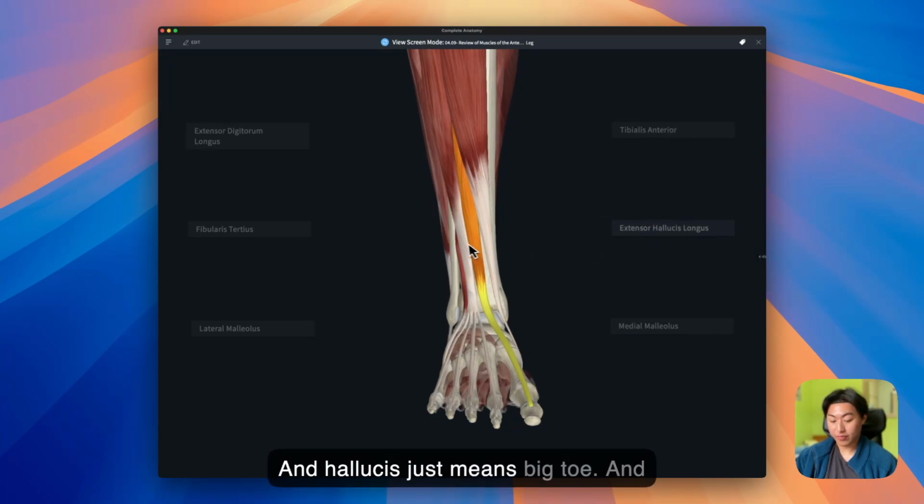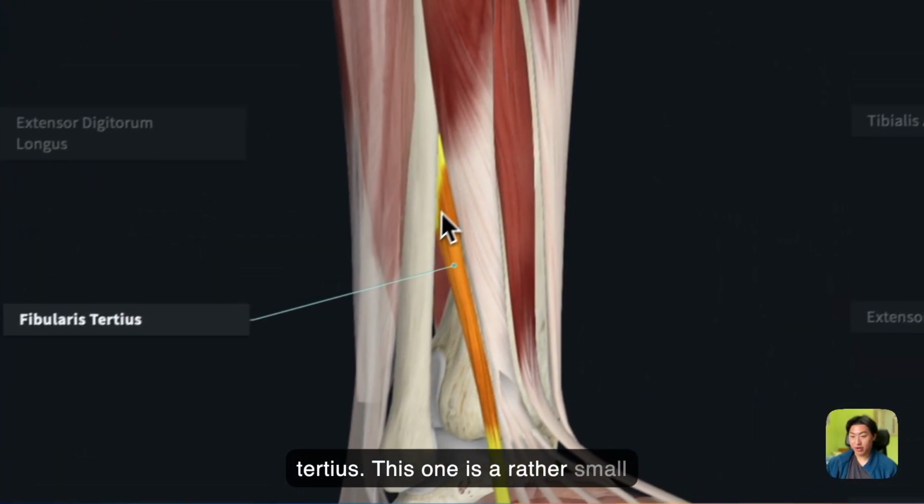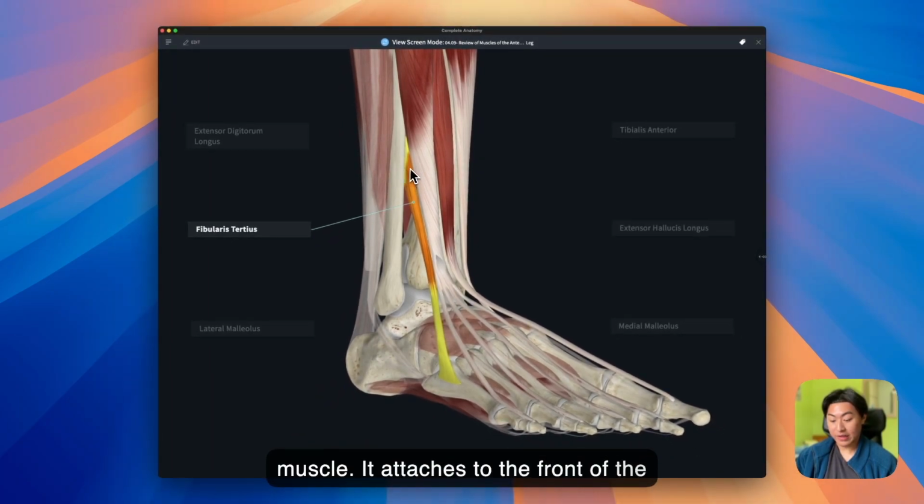And the last muscle we have in the anterior compartment is the fibularis tertius. This one is a rather small muscle. It attaches to the front of the fibula and runs down and attaches to the top of the base of the fifth metatarsal bone right here.